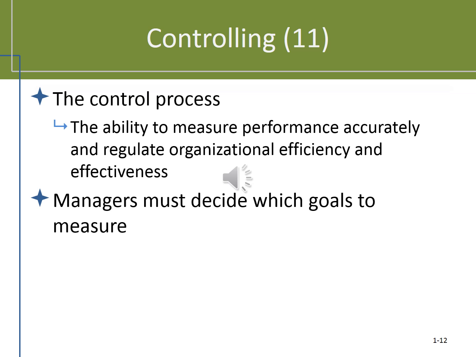Now let's talk about the control process. The book defines it as the ability to measure performance accurately and regulate organizational efficiency and effectiveness. And the slide also mentions you must, as a manager, decide which goals to measure. This is certainly true. The control process really gets after your effectiveness part. When done correctly, it should show you where you're at on that roadmap towards your goal, or the end state of your project or task that you have in front of you.